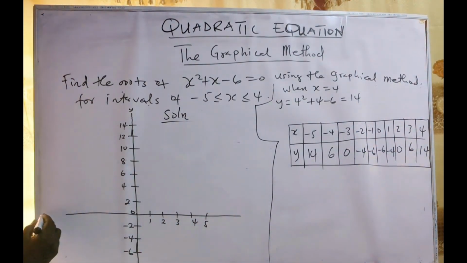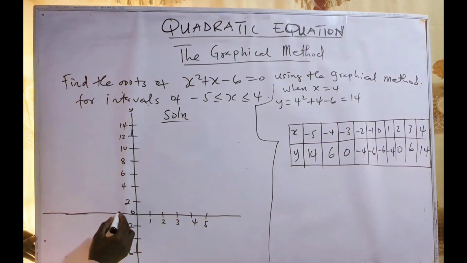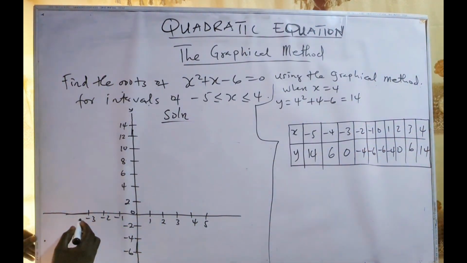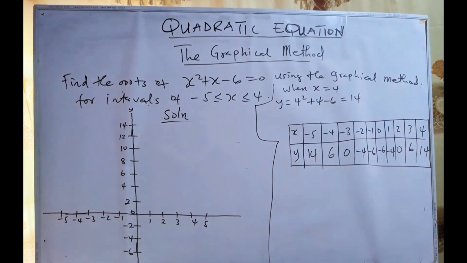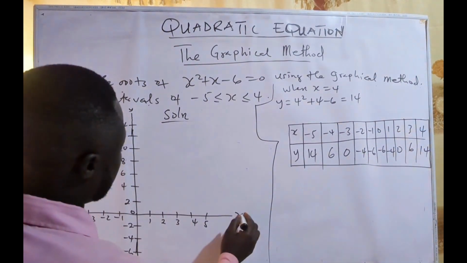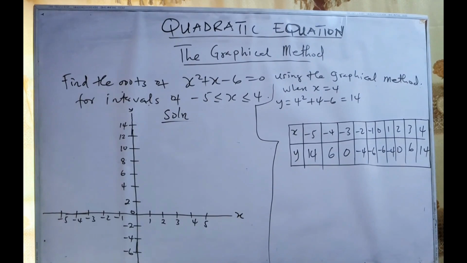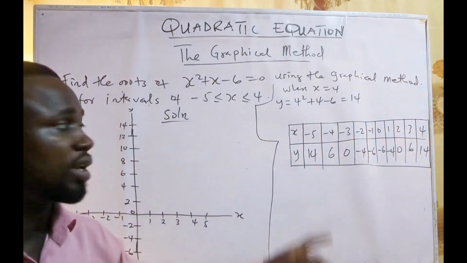Okay, so let's say 5, and then negative 1, negative 2, negative 3, negative 4, negative 5. Okay, so we have all our values on the y and the x axis. What we are going to do is plot the points and then we get a curve.